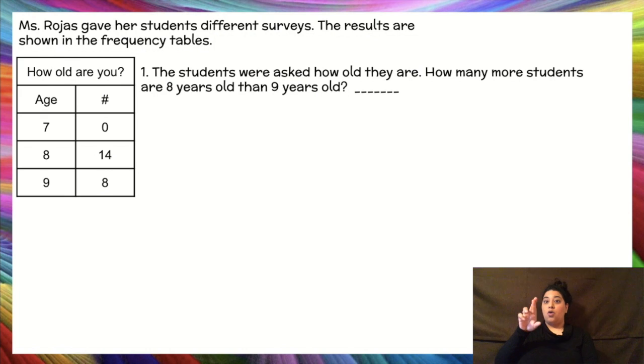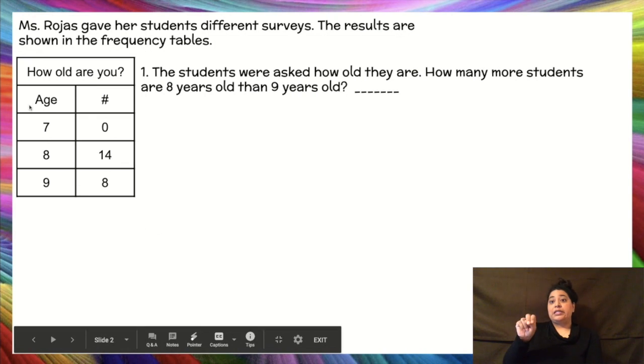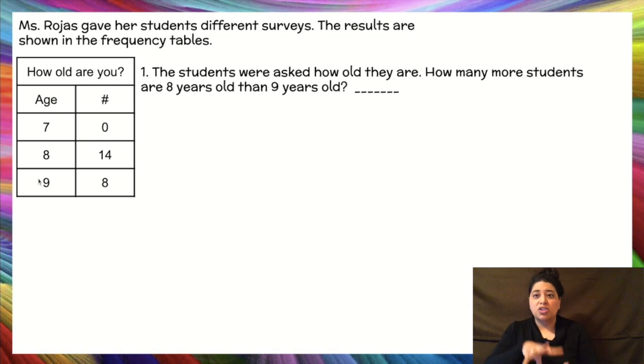Miss Rojas gave her students different surveys. The results are shown in the frequency tables. So we have a frequency table right over here. It looks like it's measuring how old the students are, and then we have the age and the amount of students that are that age, okay? So the students were asked how old they are. How many more students are 8 years old than 9 years old?